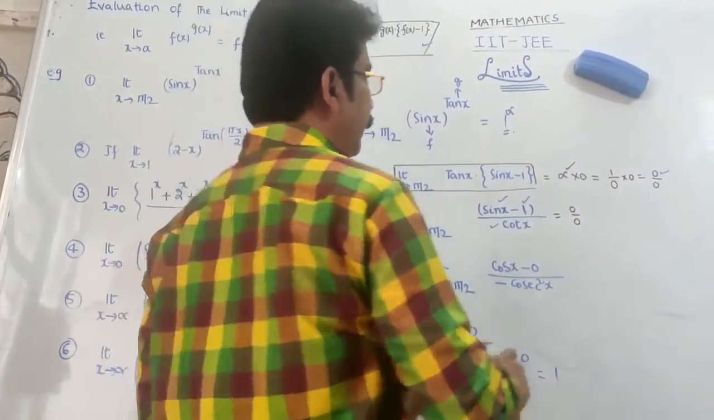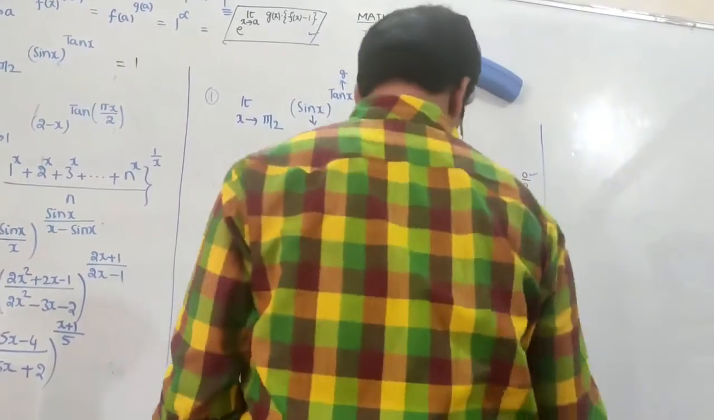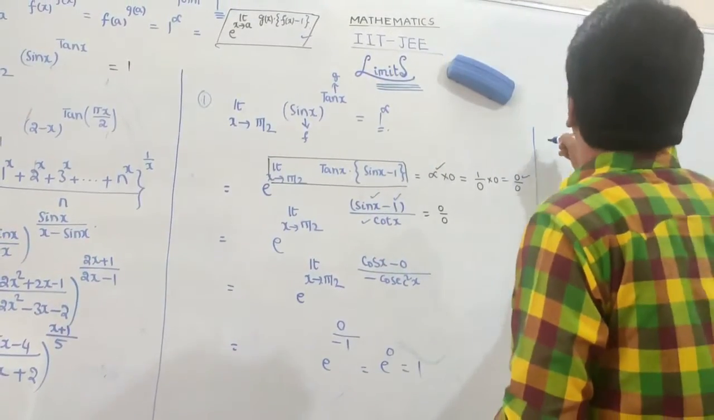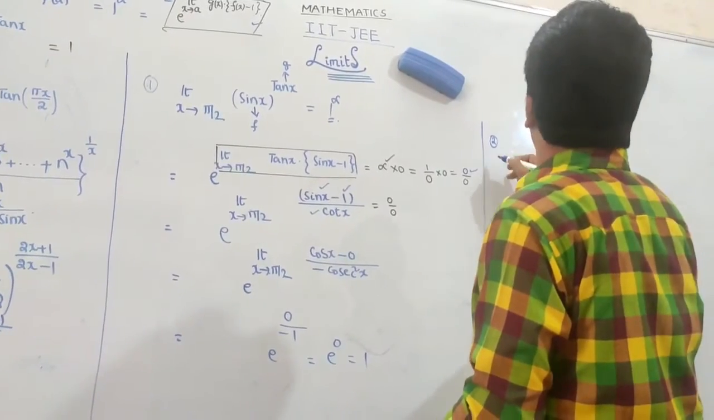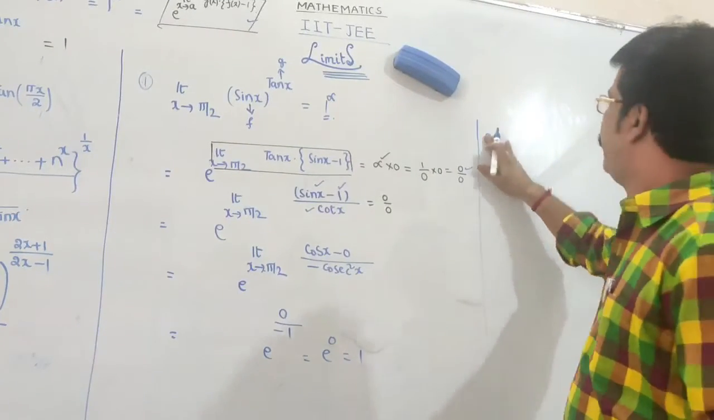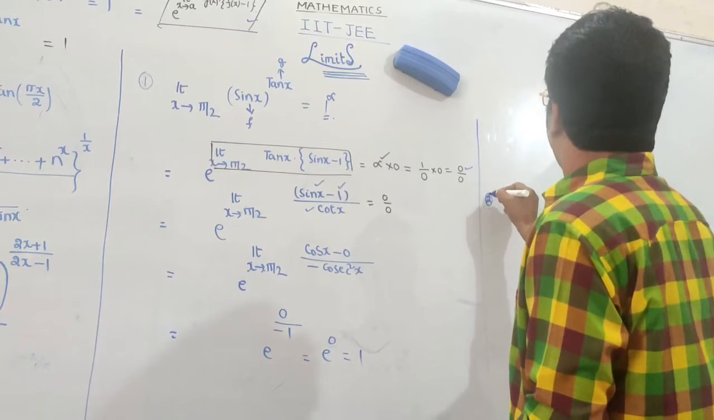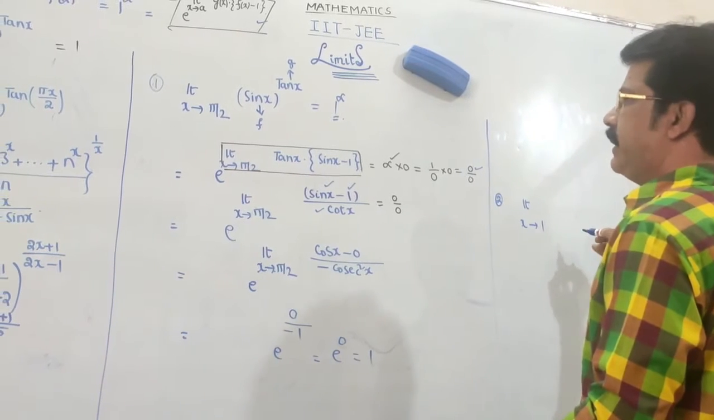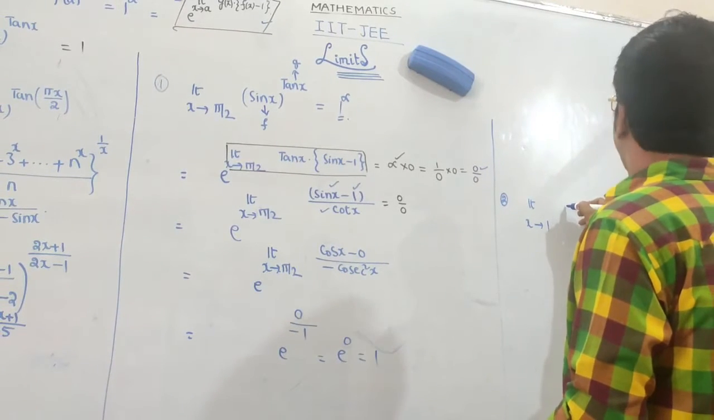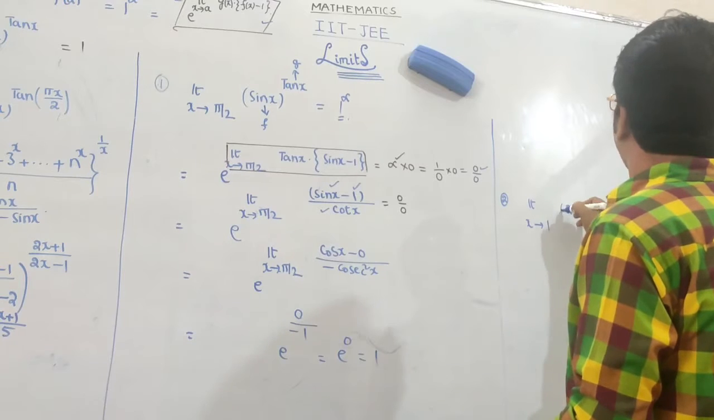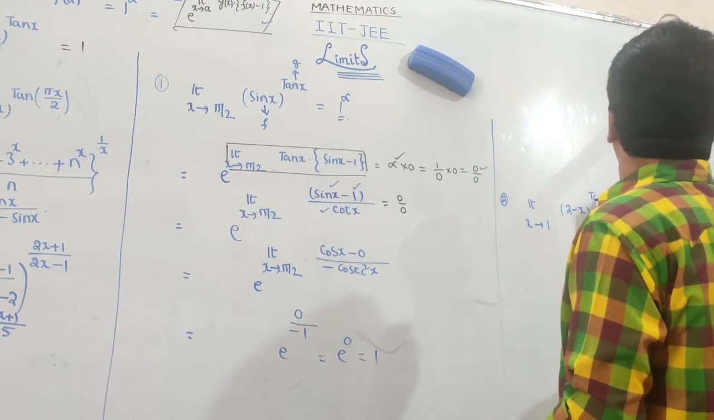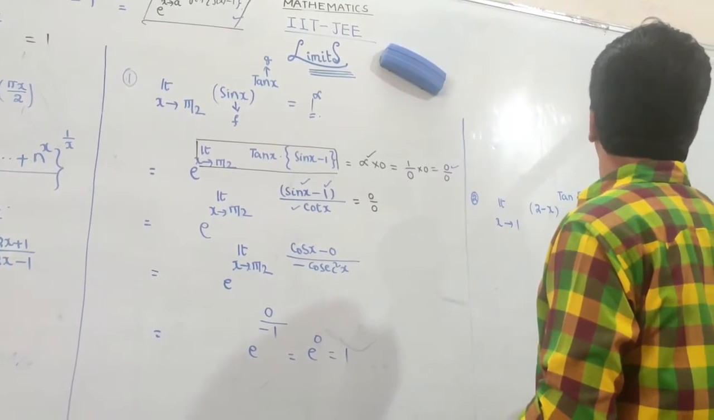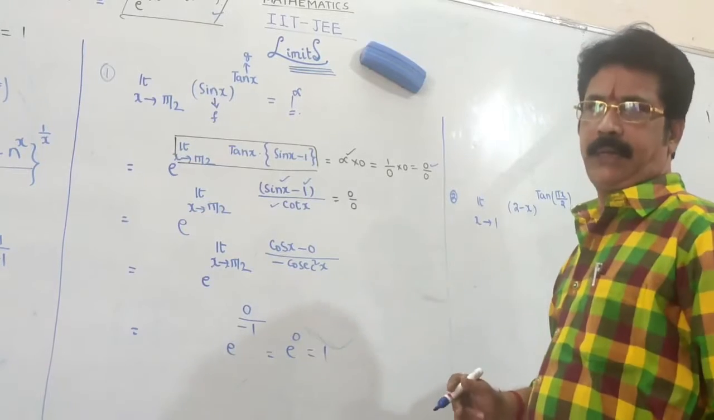Next, second question. Here, number 2. Limit x tends to 1 of 2 minus x whole to the power of tan pi x by 2. Pi x by 2. Understand?